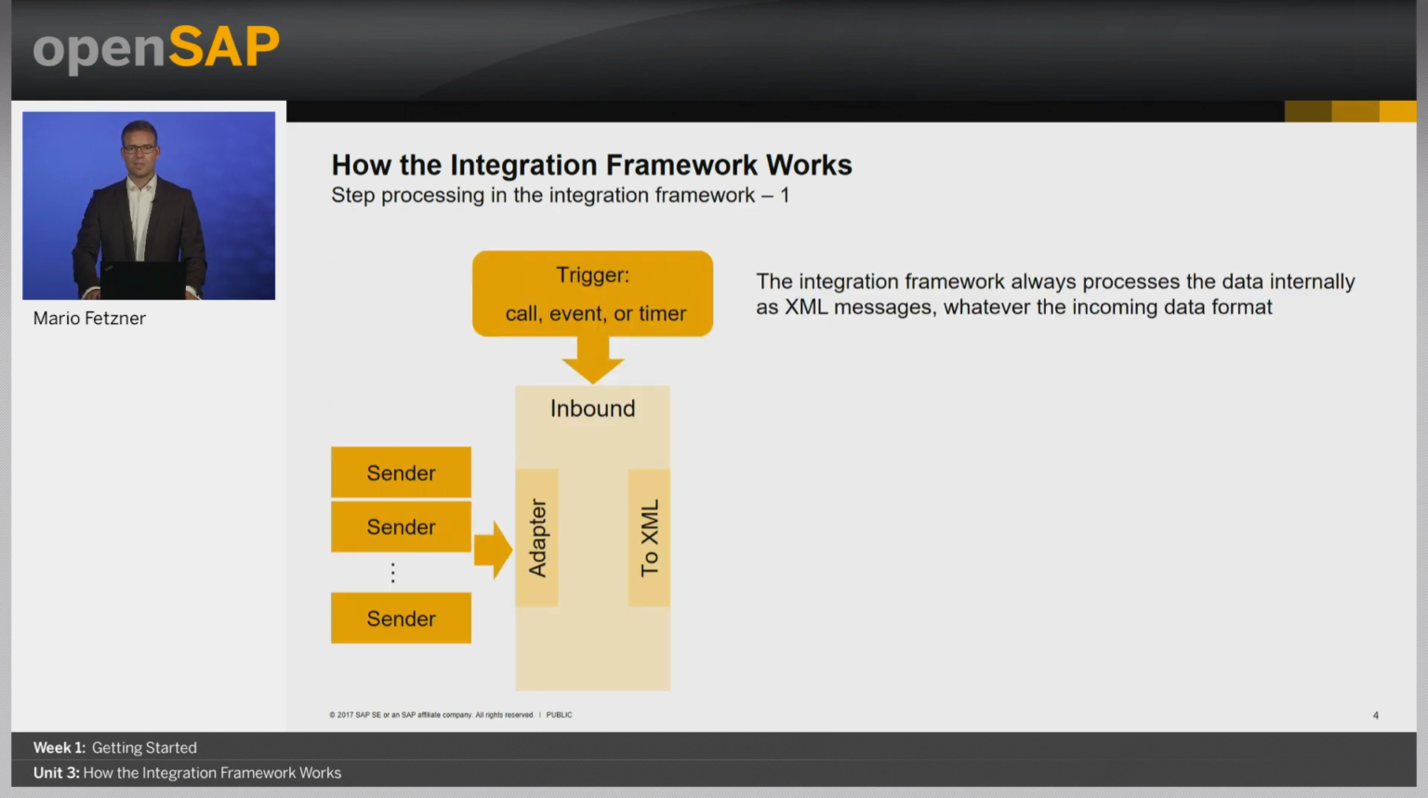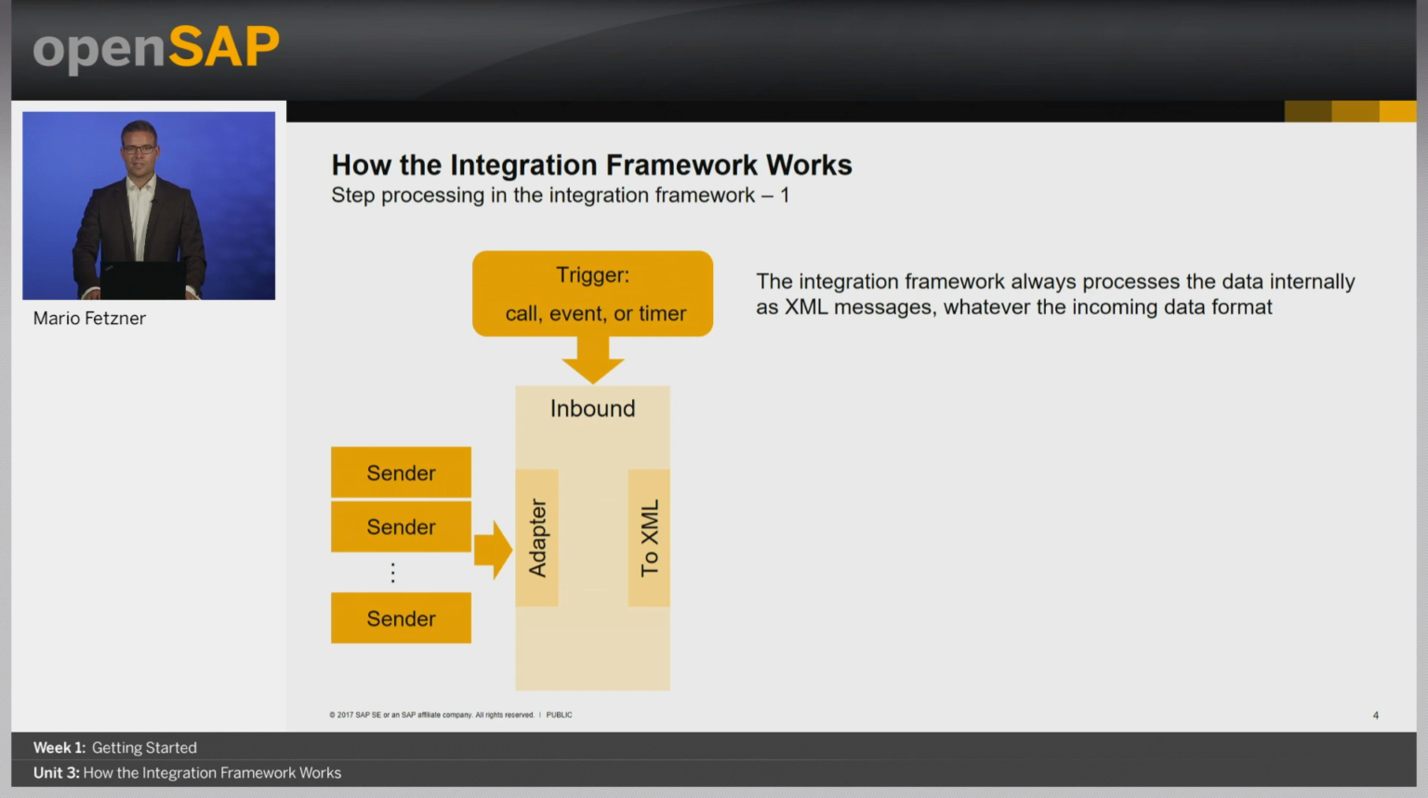A scenario step, when triggered, runs as 3 different phases. The first phase is the inbound phase. In the inbound phase, calls or events retrieve the data from the sender using a predefined adapter. The adapter is selected when the scenario step is defined. The integration framework provides different adapters to handle the conversion of data from various proprietary APIs to XML format. Some examples of adapters include JDBC, HTTP, and so on.